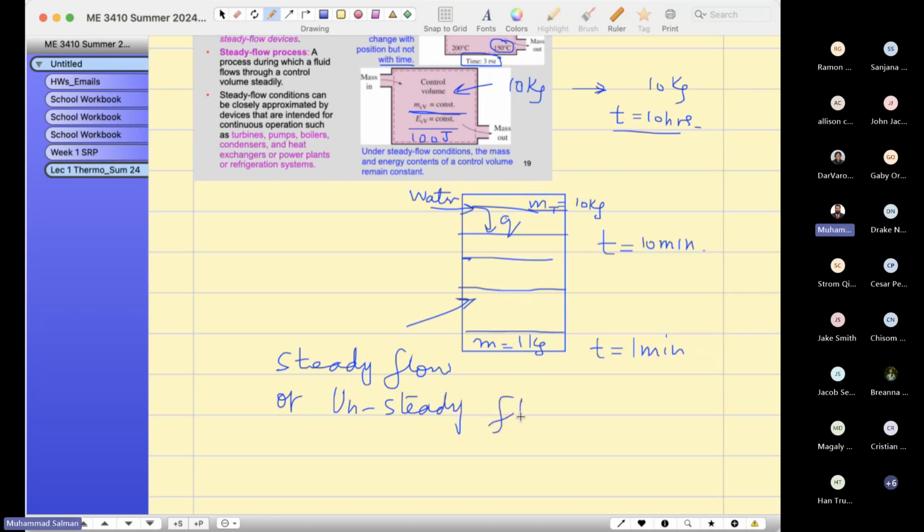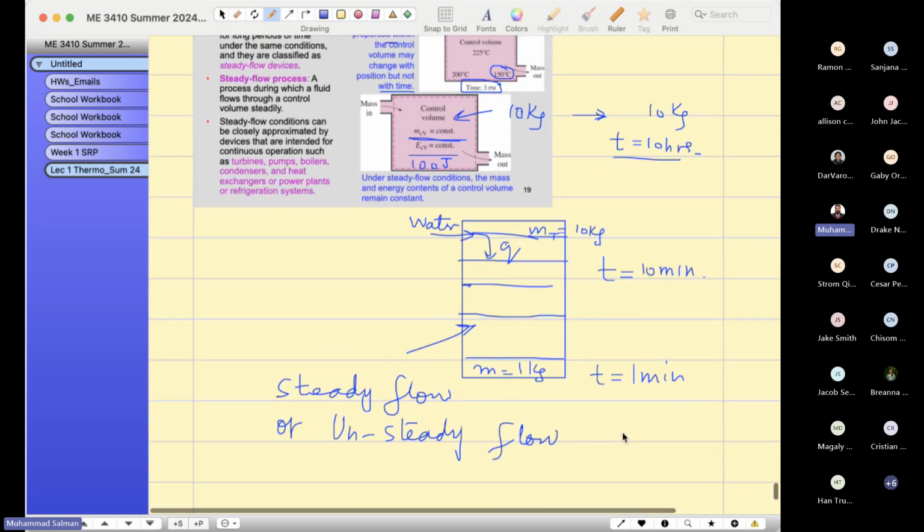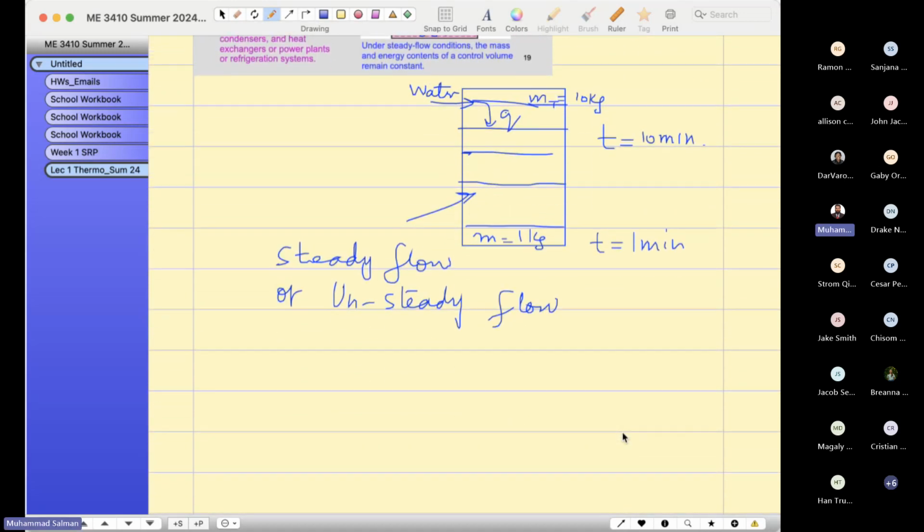What do you suggest, your professor? Good job. Set says unsteady. Brainer says unsteady. That's good. So this is how you will learn that the steady flow, the mass and the energy of the mass remains constant inside the control surface. These are my control boundaries.